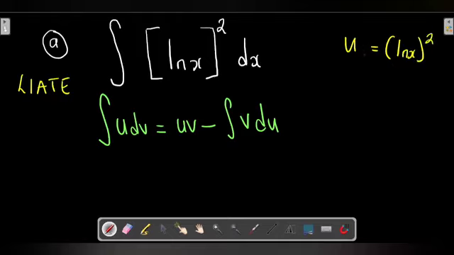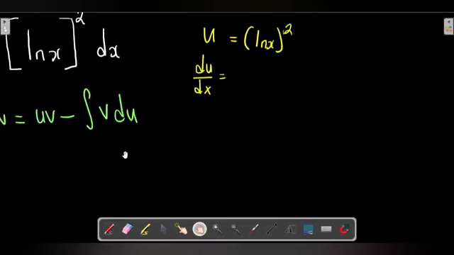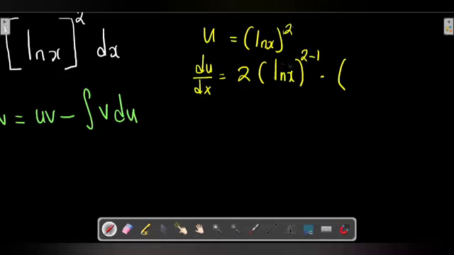Then from here, you are going to differentiate u. So you are going to say du dx is equal to, now in this case, because of the power, we are going to use the chain rule. So let's differentiate this one using the chain rule. We know that this power drops here. We are going to have 2, then ln of x in brackets to the power 2 minus 1, times the derivative of what is inside, which is ln x. The derivative of ln x is 1 over x.